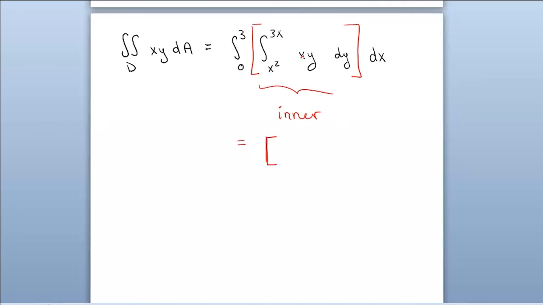So this x just gets treated as a constant. So it's like a constant coefficient of y. And so I'll just keep my x and go ahead and integrate y. So I get a y squared over 2. And I'm integrating from x squared to 3x.